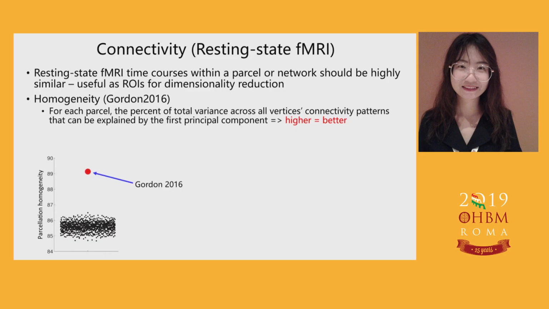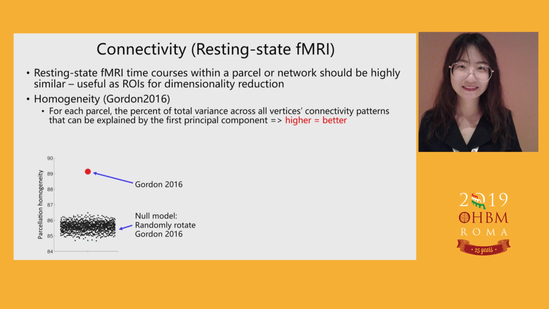In this plot, the red dots represent the homogeneity of Gordon's parcellation. The black dots represent the null model, where the Gordon parcellation is randomly rotated around 1,000 times, so there are possibly 1,000 black dots here. This is important because in this randomly rotated null model, the parcel locations are relocated, but the relative positions of parcels to each other are preserved. In this way, we can see that the Gordon parcellation is significantly higher than the null model.